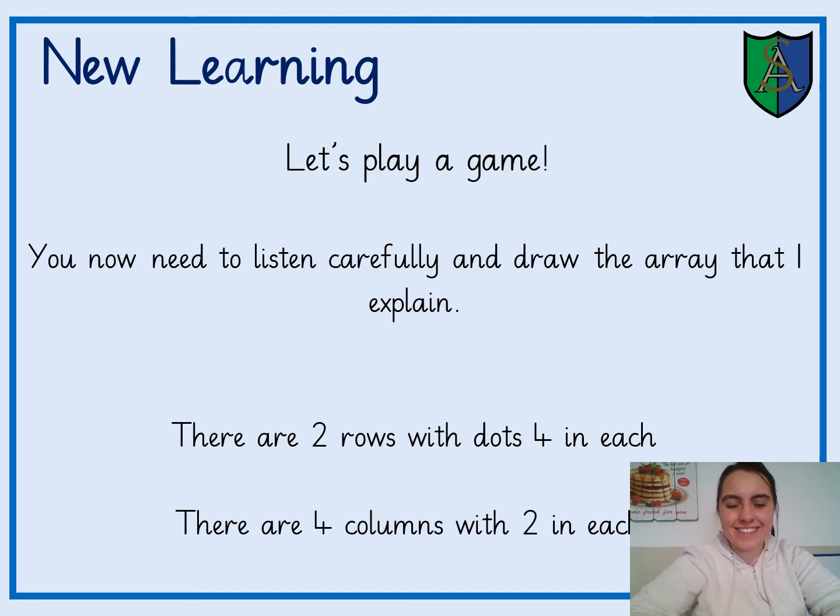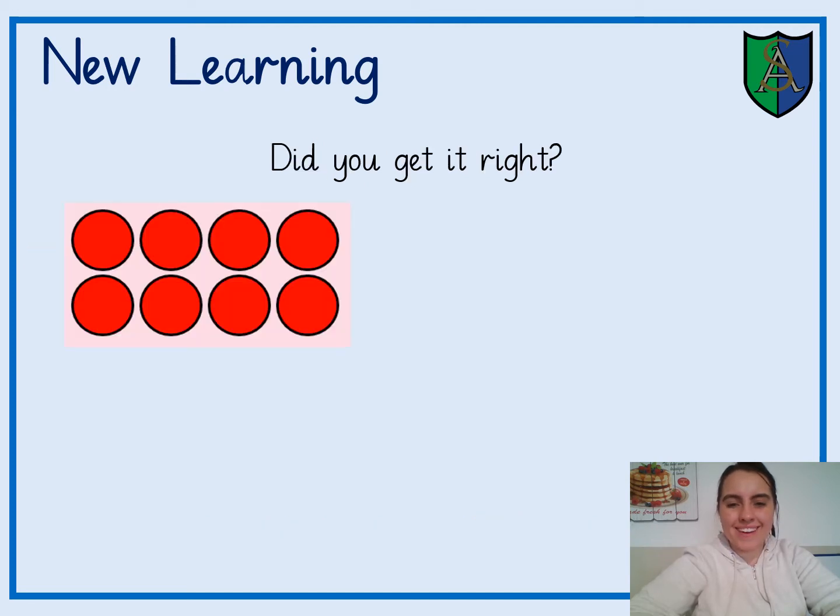Let's see if you got it right. Here we go. Excellent. It should look like mine. Can you see there are 2 rows with 1, 2, 3, 4 in each? Or if you were doing it the second way I described, there are 4 columns, 1, 2, 3, 4 columns with 2 in each column. Okay, so it should look something like mine. Let's just rub that off.